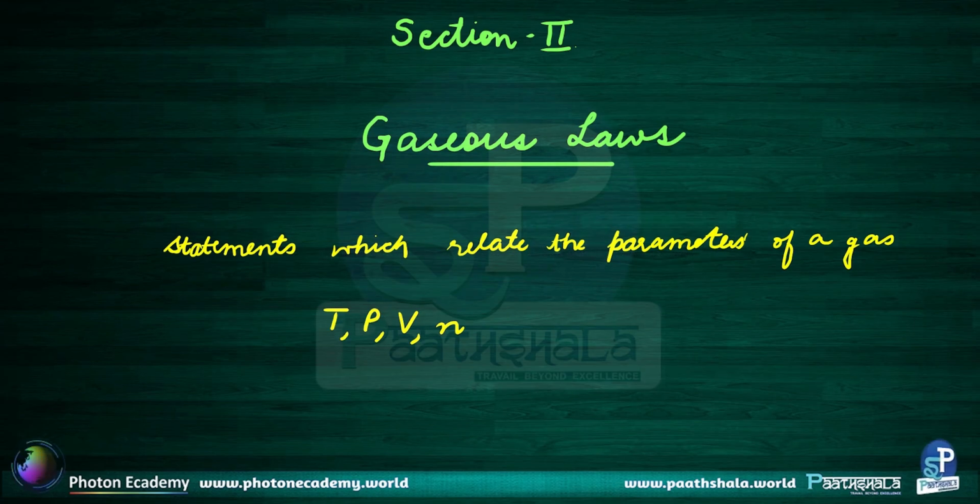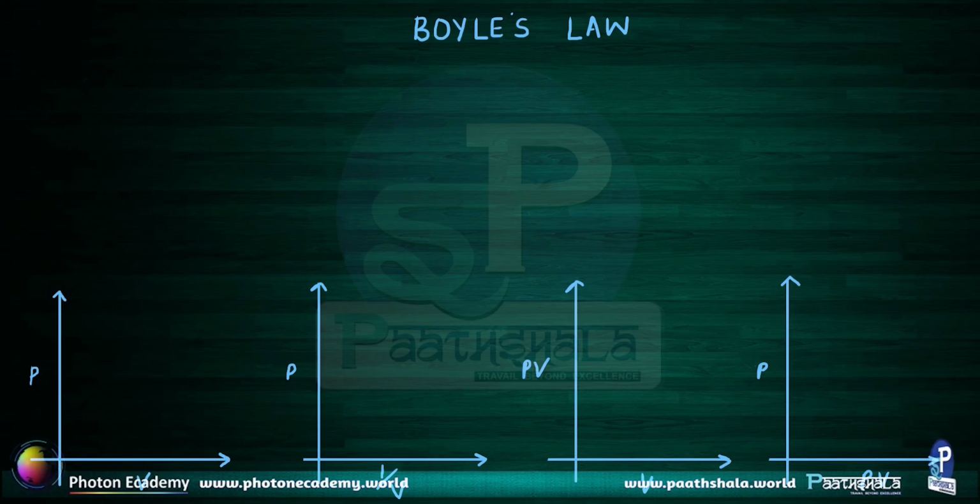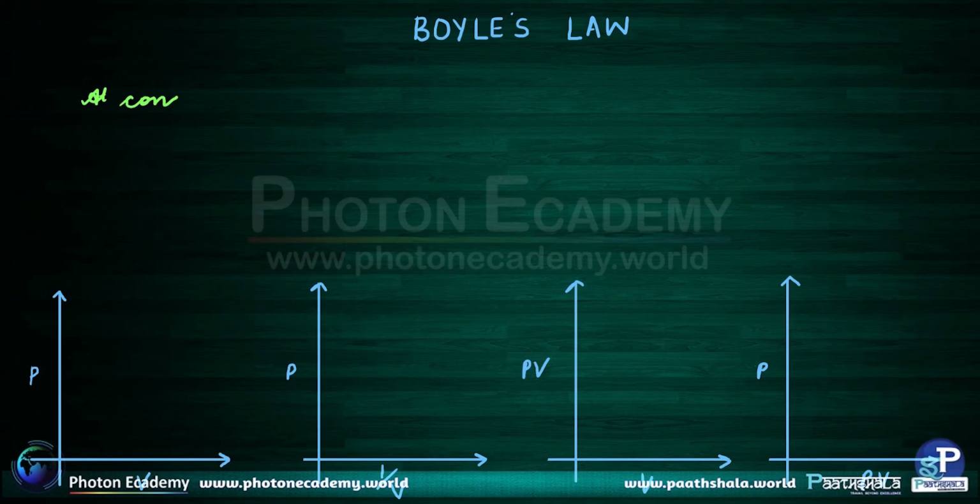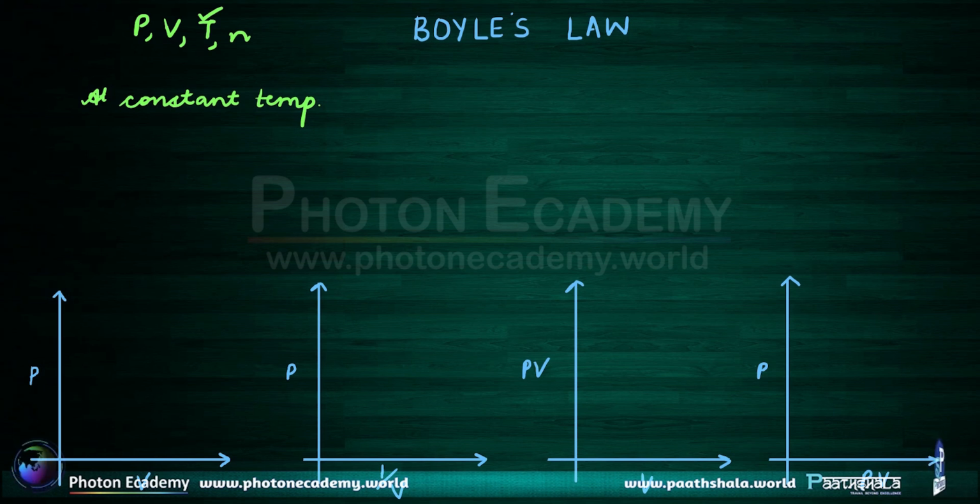So basically, in the gaseous laws, we would hold some of these as constants and derive relationships between the other parameters. So the first gaseous law is the Boyle's law. At constant temperature, our first parameter out of pressure, volume, temperature, and number of moles, the temperature is constant. Pressure of a certain amount of gas.